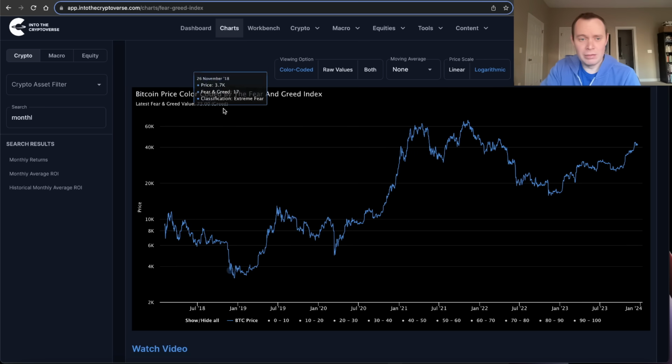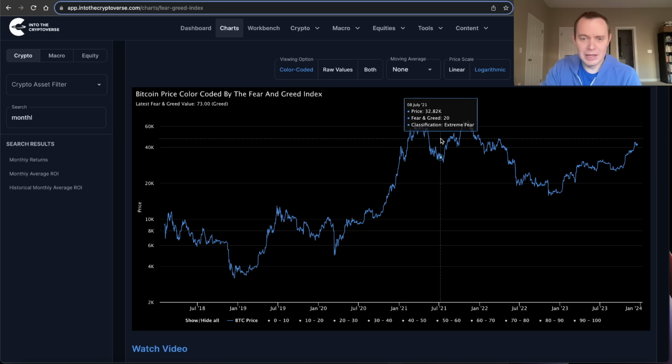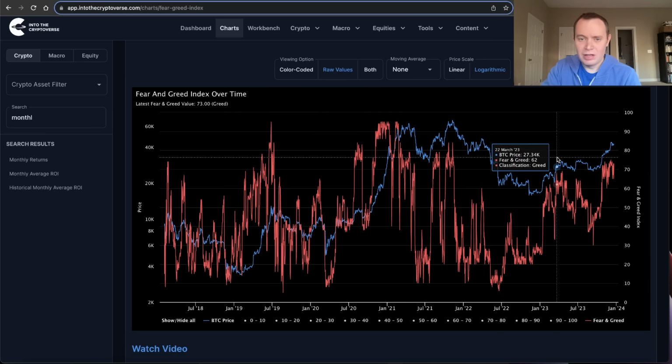Again, right now, the value is at 73. So if we get into the 80s and 90s, a lot of times when you get into those levels, there does seem to be some type of a pullback, but we haven't reached those levels at the current time.